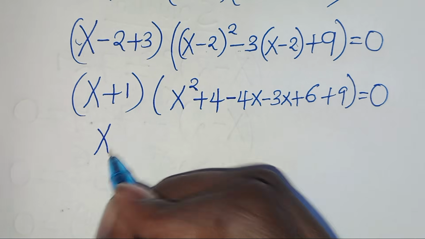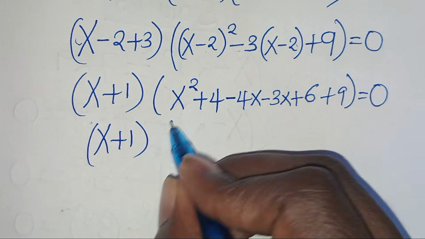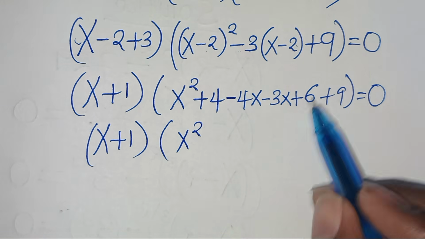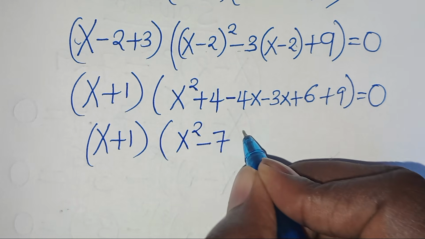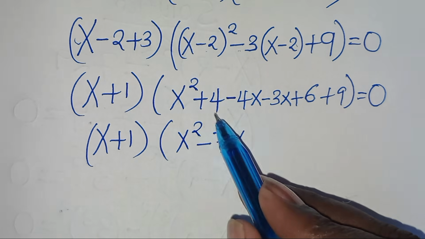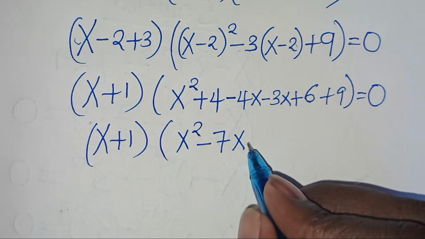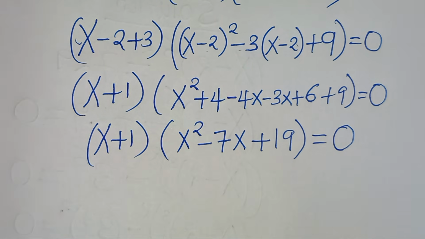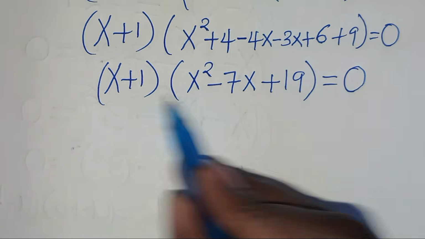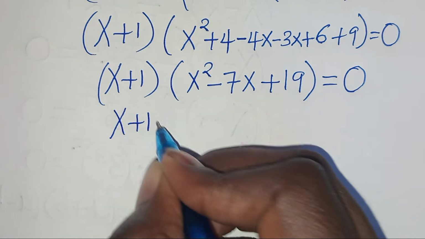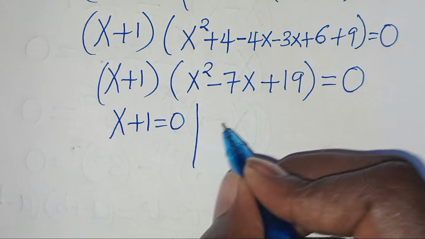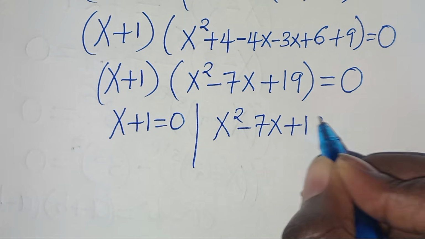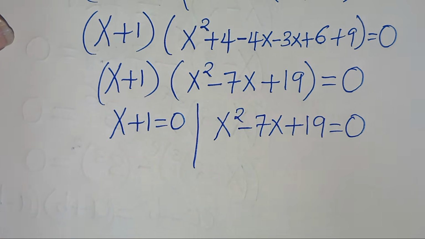So this is (x + 1) times (x^2 - 4x - 3x, this is negative 7x, so that we have 4 plus 6, this is 10, plus 9, this is plus 19), and this is equal to 0. So we have got two parts here. We have x plus 1 equal to 0. Then we have x^2 - 7x + 19 equal to 0.